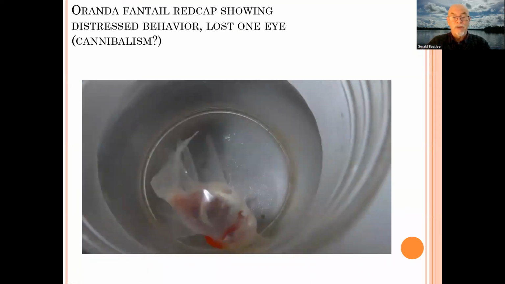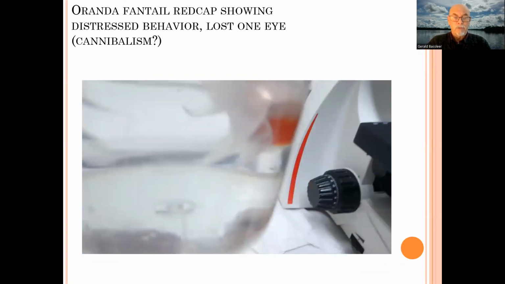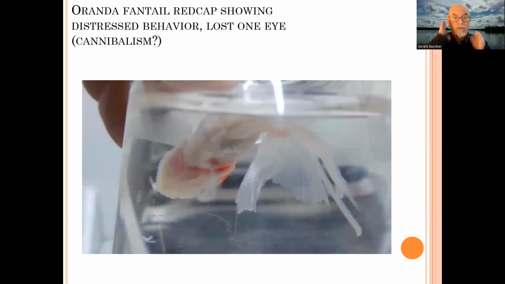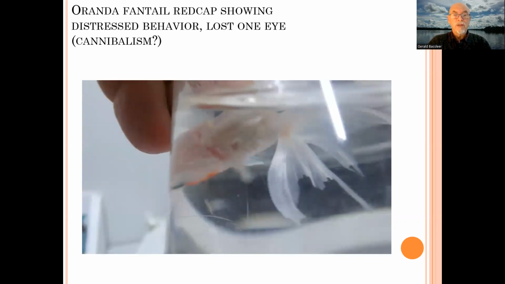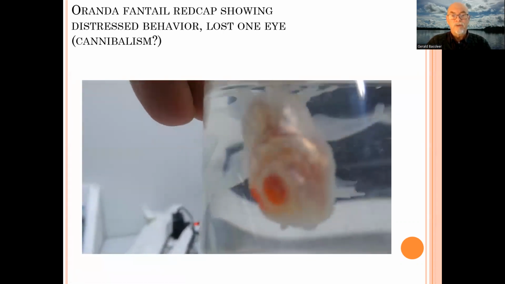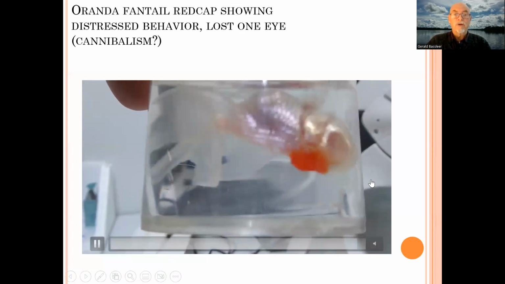It's swimming upside down, has very poor respiration. How can I say? Stressed respiration. Even the gills, you can see they're standing flared open, and he even lost one eye. Usually that happens when they are in a group. It's the cannibalism of his friends in the aquarium.